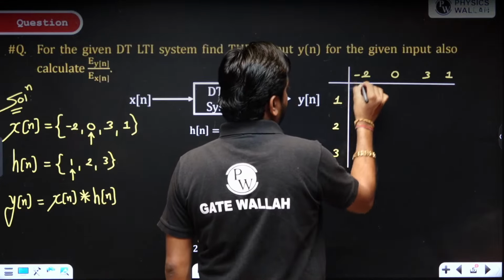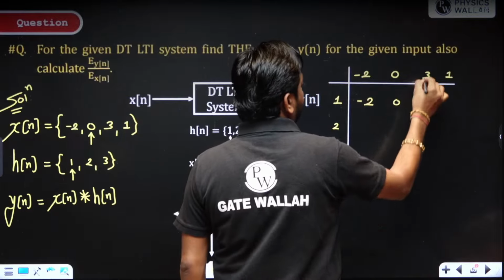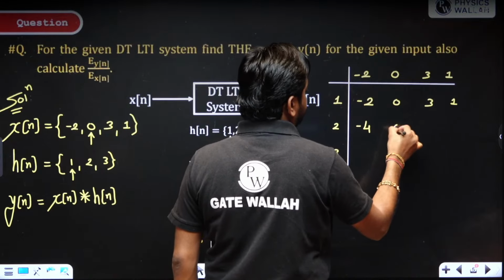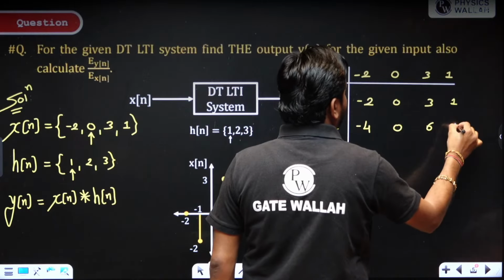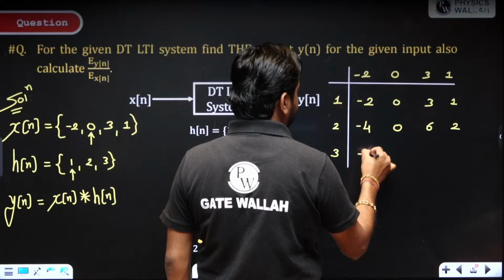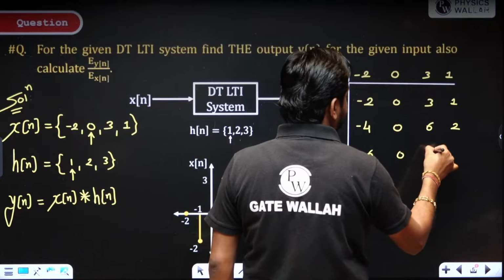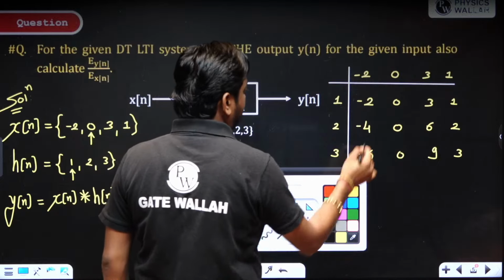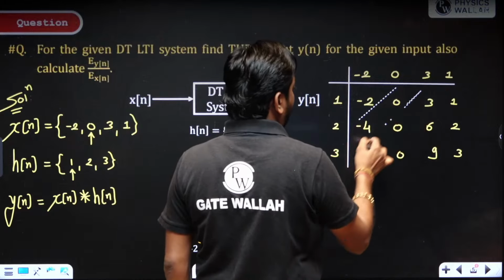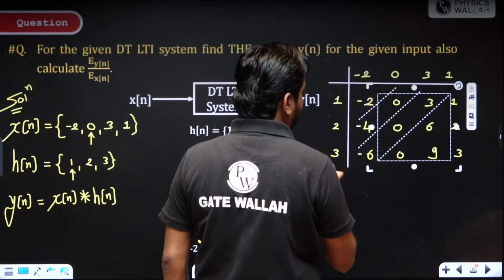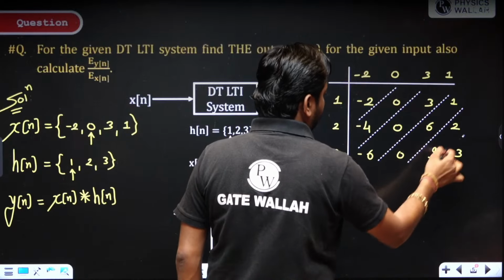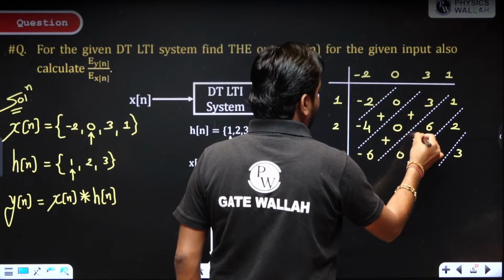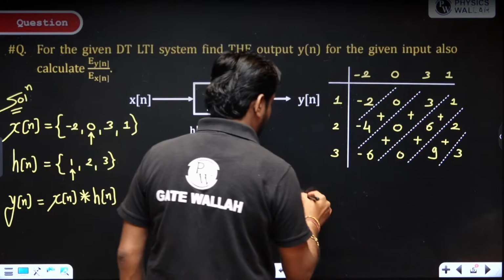Now multiplication: 1 into -2, 0, 3, 1 gives -2, 0, 3, 1. Then -4, 0, 6, 2. Then -6, 0, 9, and 3, guys. Got it? So now you can add the elements diagonally to get y of n.